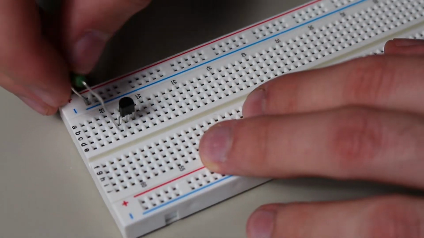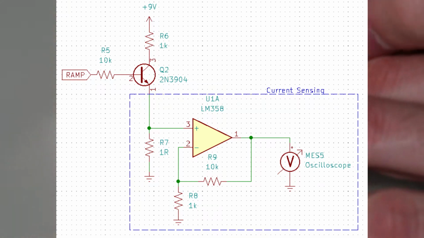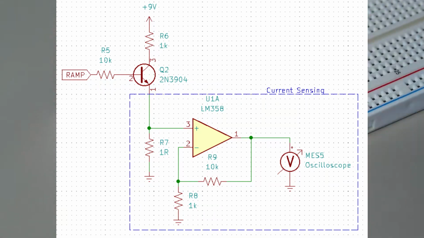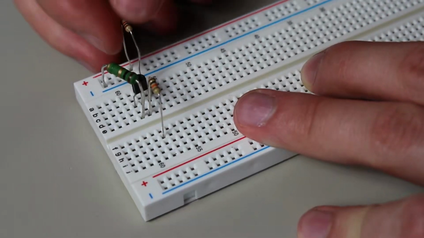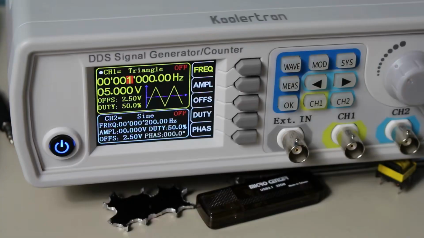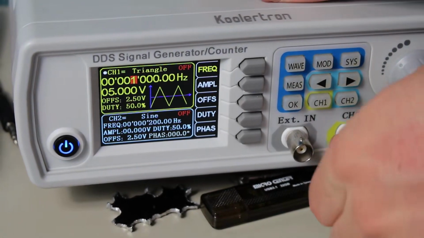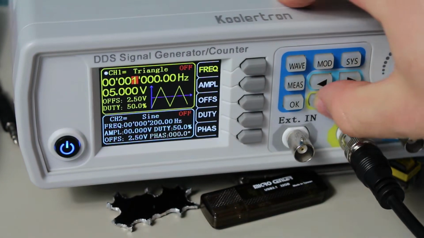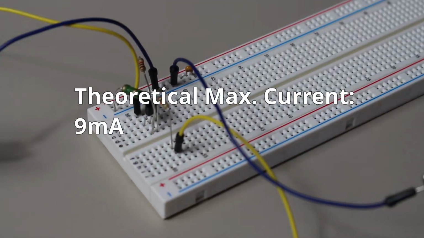To demonstrate, I'll use this setup. We will have our function generator connected to the base through a 10K resistor. The collector will have a 1K resistor to the positive rail. The oscilloscope will measure the current through the transistor by using a current sampling amplifier. It will also measure the voltage on the base resistor. We will apply a 40 Hz triangle wave to the base resistor so that we can experimentally get different base current values. We can calculate that with a 1K resistor and a 9V power source, the max current that we could get is 9 milliamps, no matter what the transistor does.